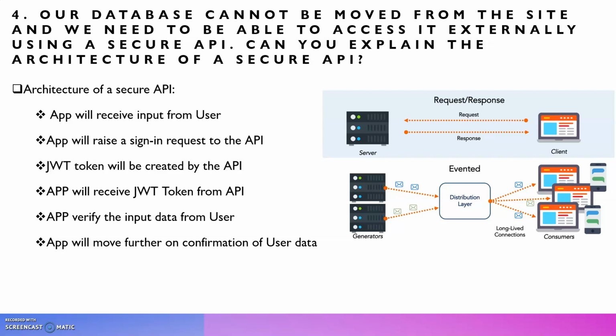Fourth question: the database cannot be moved from the site and we need to be able to access it externally using a secure API. Can you explain the architecture of a secure API? So this image explains the architecture of a secure API. The app will receive input from users, the app will raise a sign-in request to the API, then a JWT token will be created by the API. Then the app will receive the JWT token from the API, verify it, and move further on confirmation of user data.